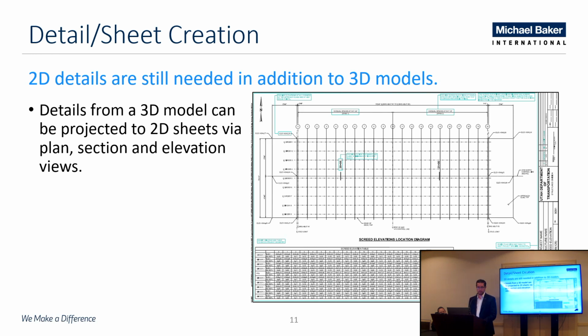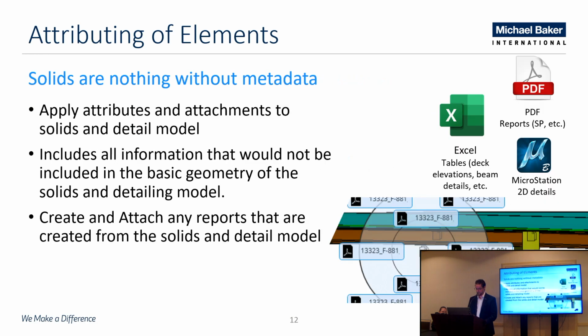But not everything can be created in 3D, so we can still create 2D details. We're not calling them sheets, they're details now. But the details can be created from the model, or maybe it's a standardized detail that we're creating from the DOT and just bringing that detail over and then modifying that based on the digital delivery project. You know, maybe we don't need some elements because we're already including that in that 3D model.